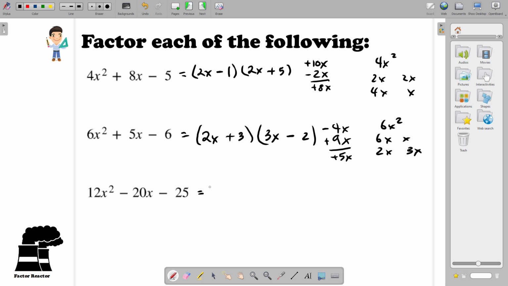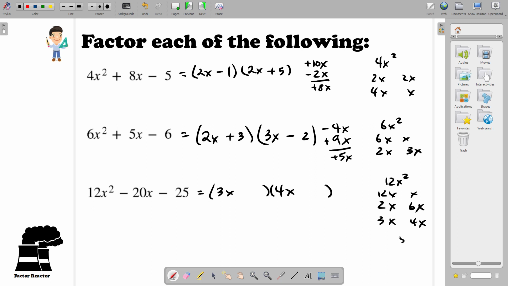On this next one, we've got a little bit more complicated set here. So we've got 12x times x, we'd have 2x times 6x, we'd have 3x times 4x, and those would be our possible sets. So we just need to pick a set and jump in there. I'm going to start with the 3x and the 4x.